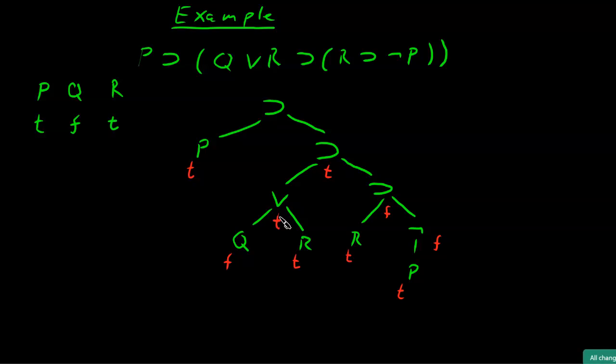Looking at the root node, we see that P is true implies true. So true implies true is true. So this statement is true for the third line of the truth table. Try computing the remaining lines of the truth table before we go over them in the next video.